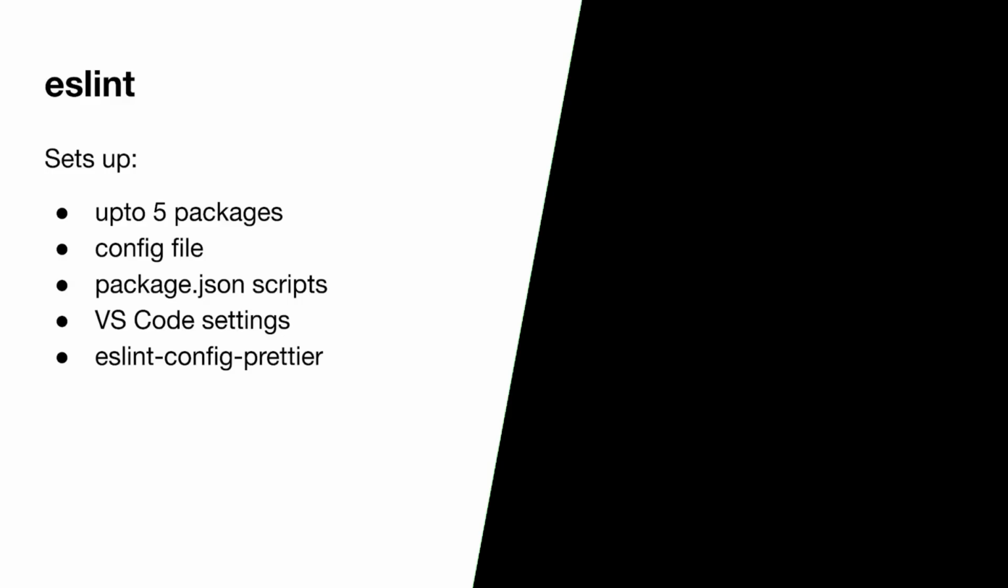Next up is ESLint. It's a very popular linting tool that allows you to find common categories of problems in your code base so that you can avoid them and be warned about them right in your editor.